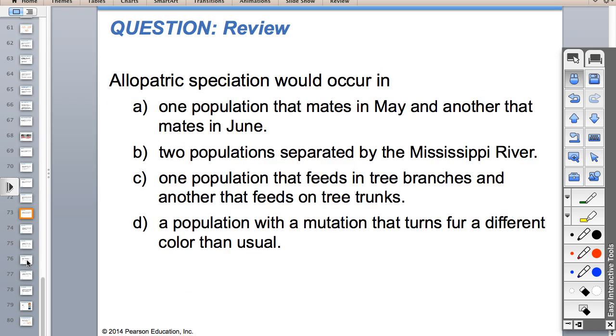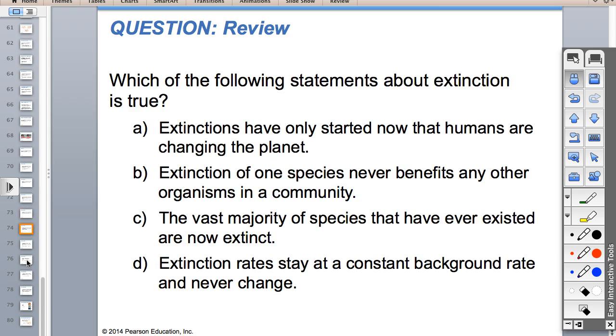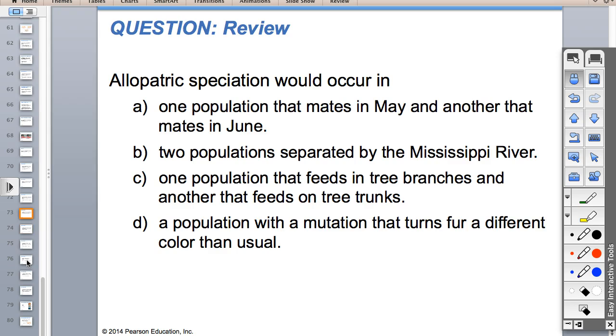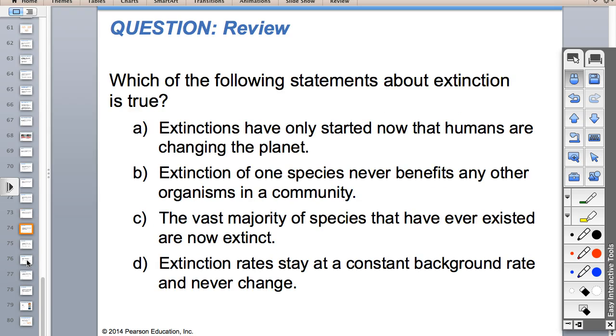So, allopatric speciation. Let's give this one a try. Okay, seeing some good answers. Nice work, folks. Okay, so I am agreeing with you that B is the best answer. B is the best answer to a population separated by the Mississippi, because that's going to be a geographic separation.